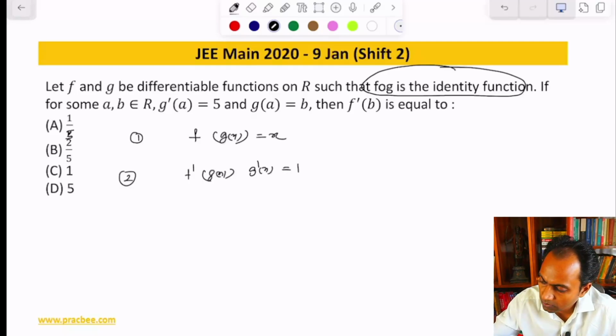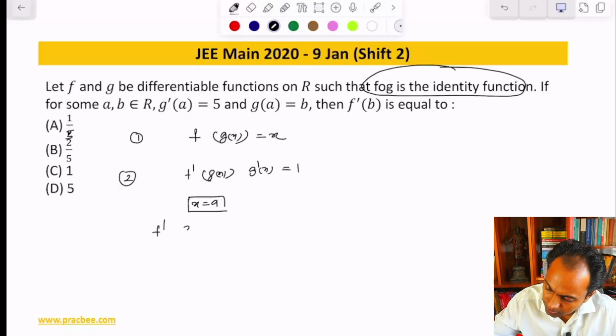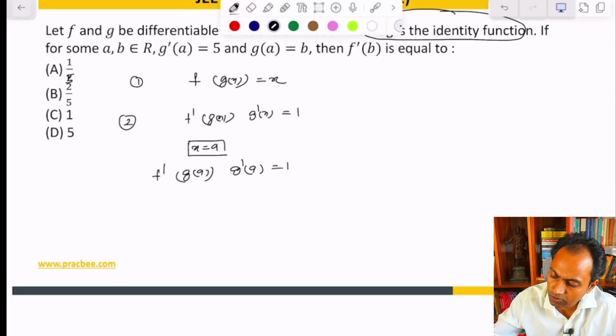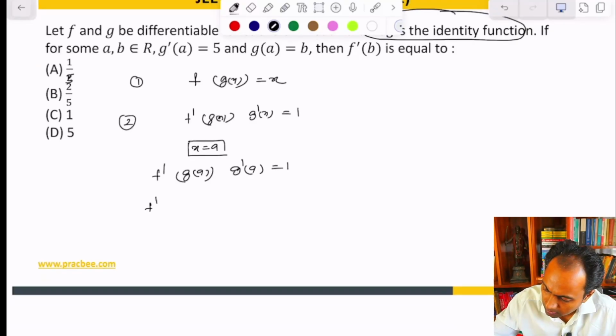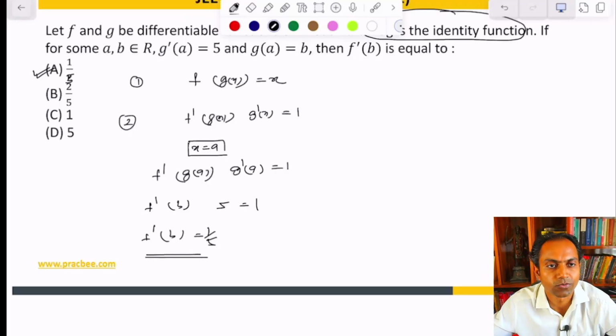Now since I want to find the value of f dash of b, I will put the value of x as a. If I do it so, this becomes f dash of g of a into g dash of a is equal to 1. Now if I substitute the value, f dash of g of a is given as b, g dash of a is given as 5. So the value of f dash of b comes out to be 1. Very simple question. Option A comes out of it.